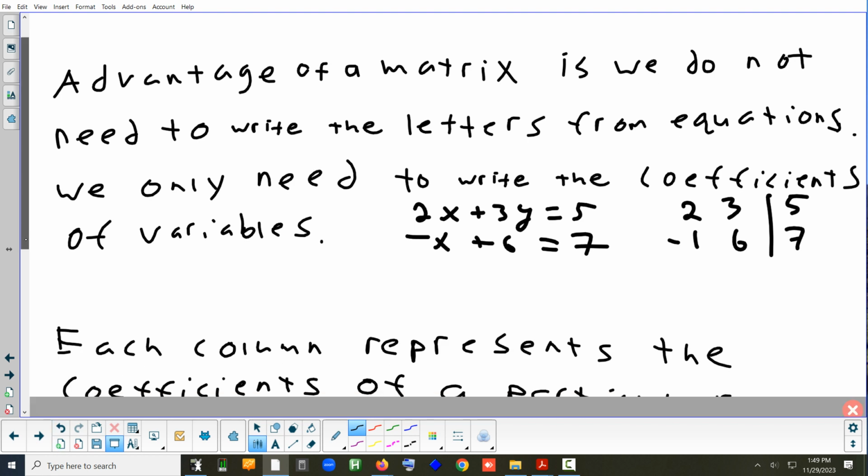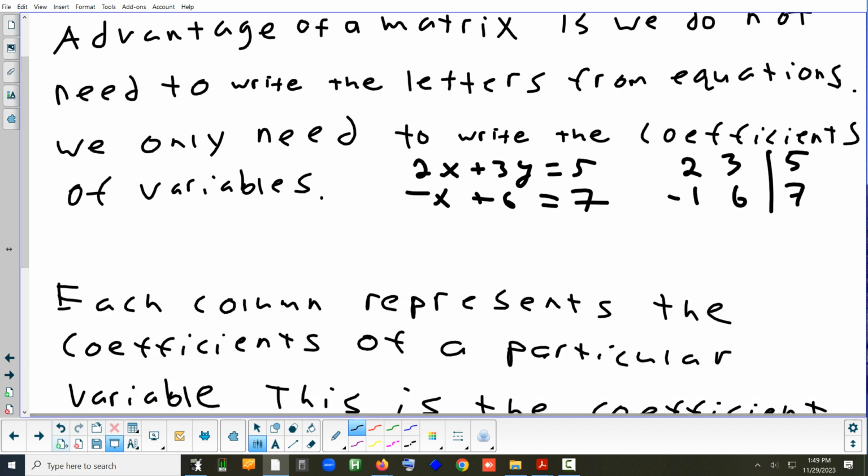So the idea is that each column has to represent a specific letter. Okay, the way I did it, the first column are the x's, the second column were the y's. Okay, that's important. And generally, I would recommend doing it that way. I would always have your first column be the x's, your second column be the y's, and if you have a third column, what do you think that letter would be? Z. That'll be the z's. Yep.